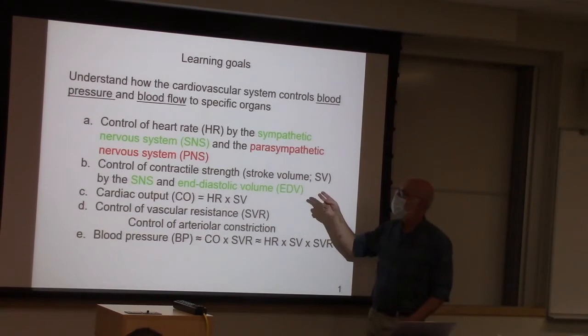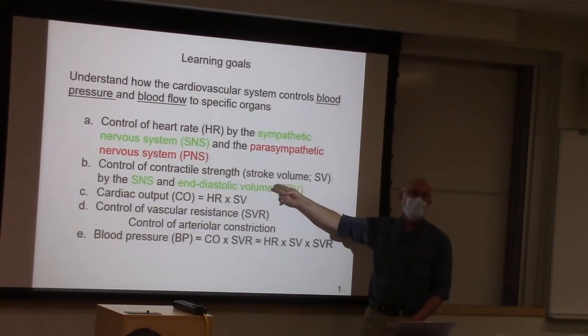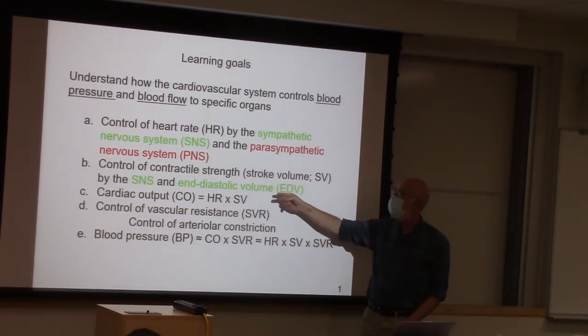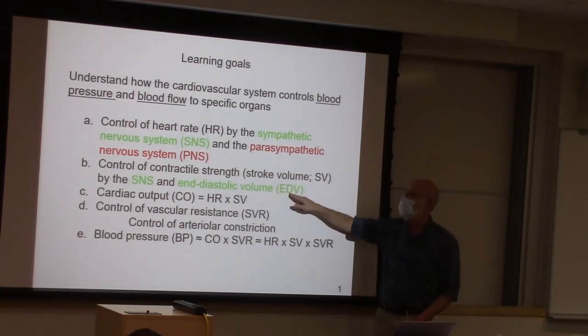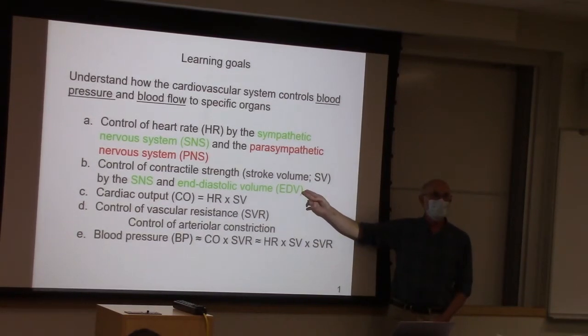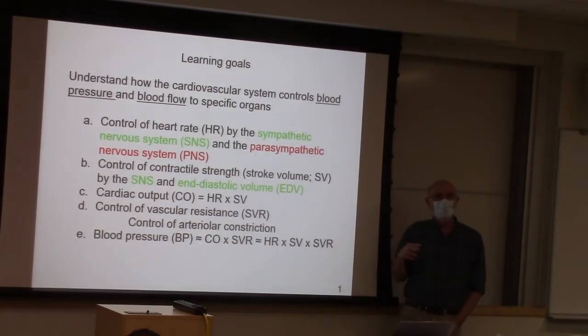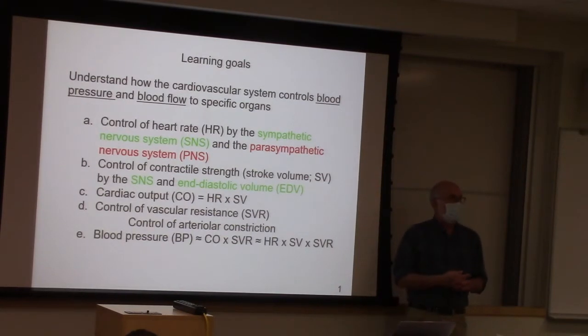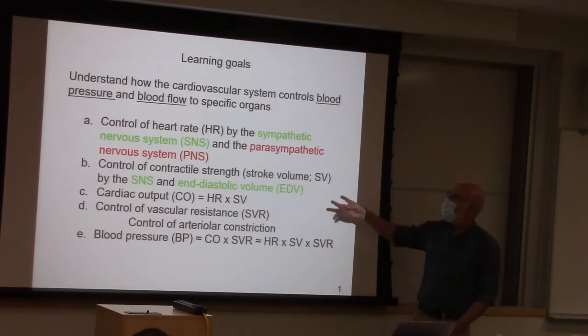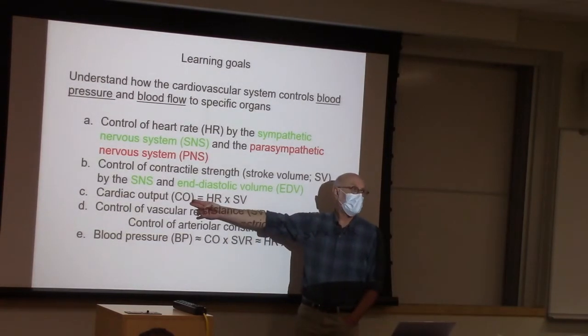At the end of diastole, that is to say at the very beginning of systole, there is a volume in the heart. The heart is completely refilled, and that's called the end diastolic volume. So there's a volume at the end of diastole, at the end of refilling. There's a volume at the end of systole, when it's at its minimum, and the stroke volume is the difference between those two volumes.